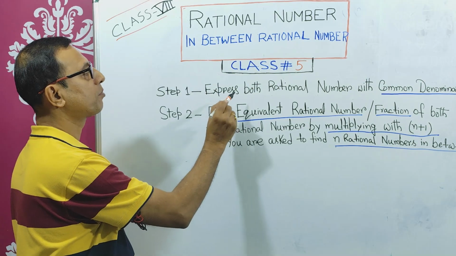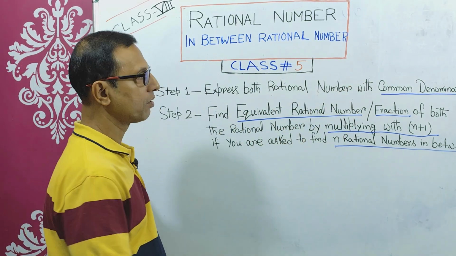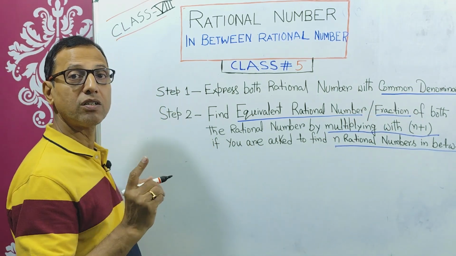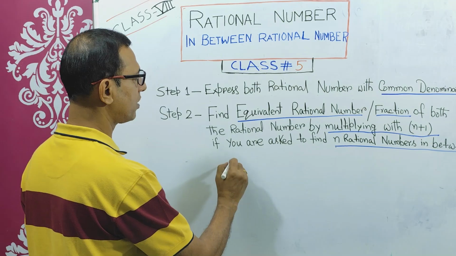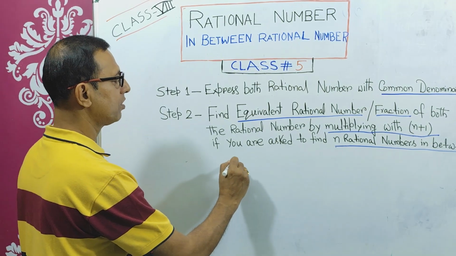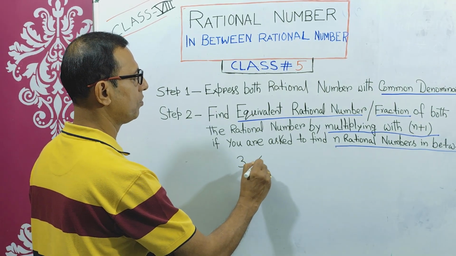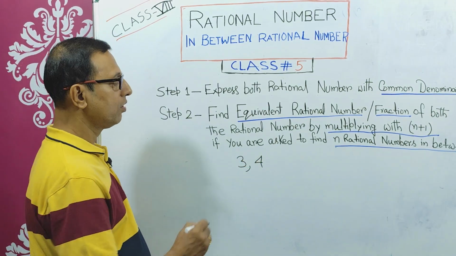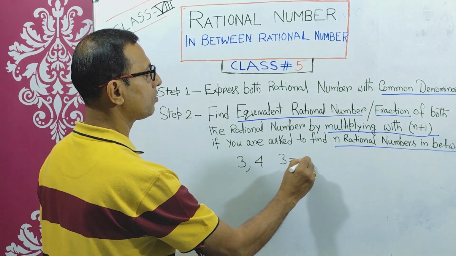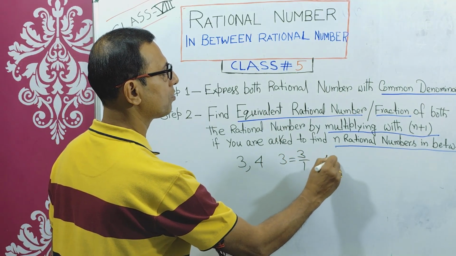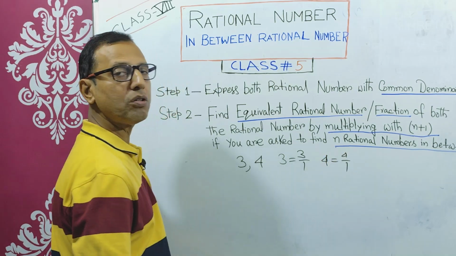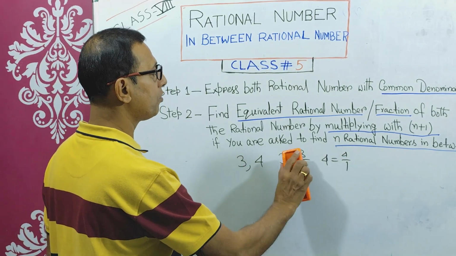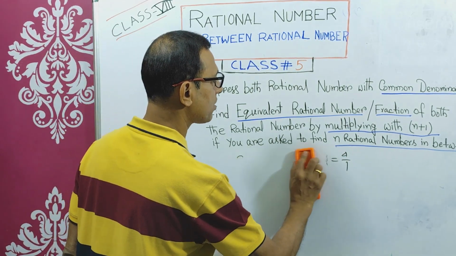Step 1 is to express both rational numbers with a common denominator. Look at the underlined part, common denominator. Let's say you have been given two rational numbers, 3 and 4. Both are natural numbers, and all natural numbers are rational numbers. But you can easily express 3 as 3 by 1 and 4 as 4 by 1. So here the denominators are already the same, and you don't need to do anything as per step 1.